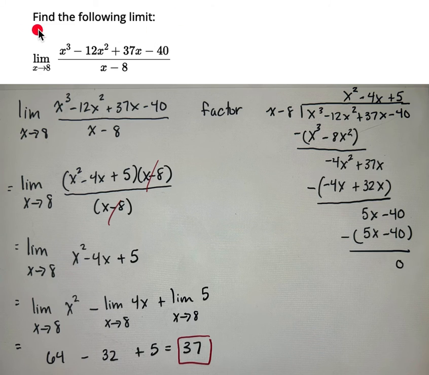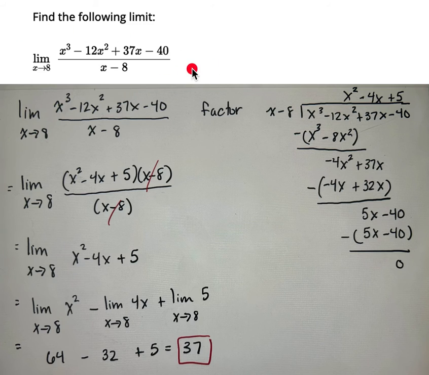In this example, we're going to find the following limit. It's going to be the two-sided limit, the limit as x approaches 8 of x to the third minus 12x squared plus 37x minus 40, all divided by x minus 8.